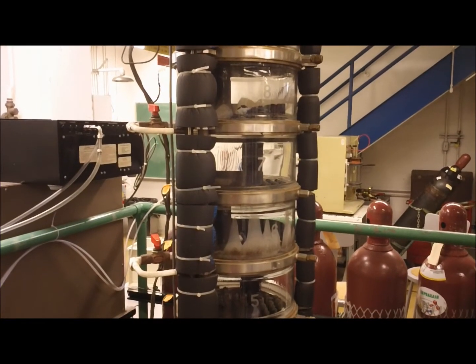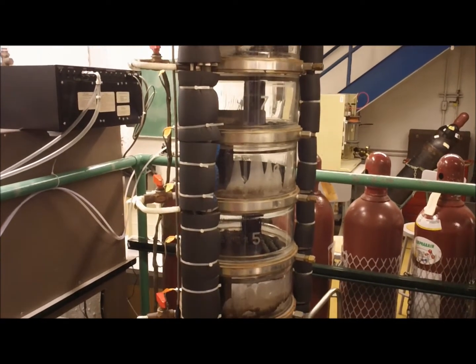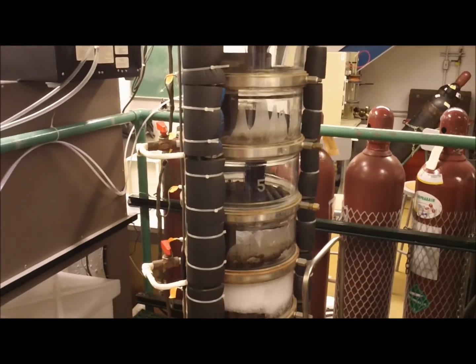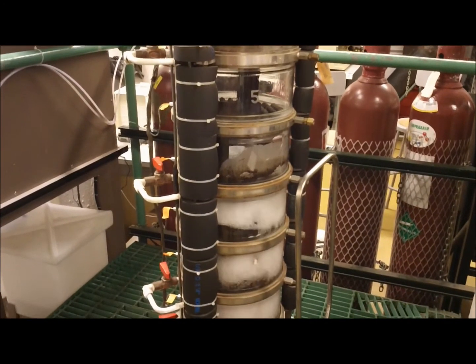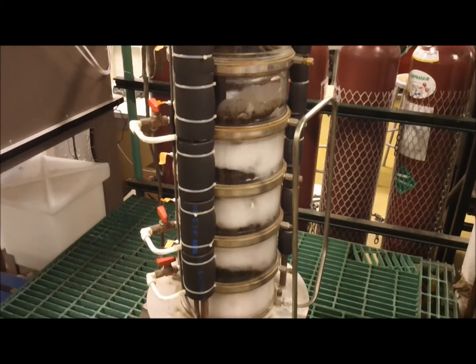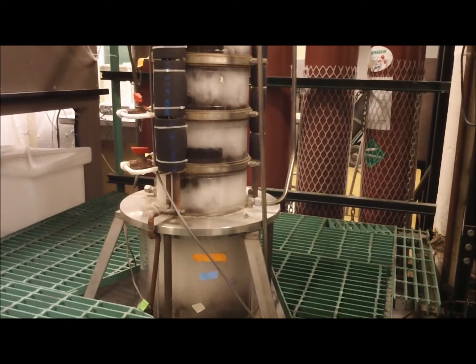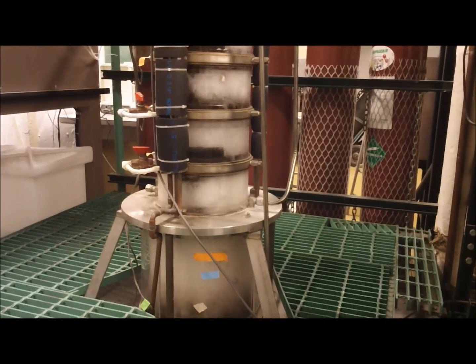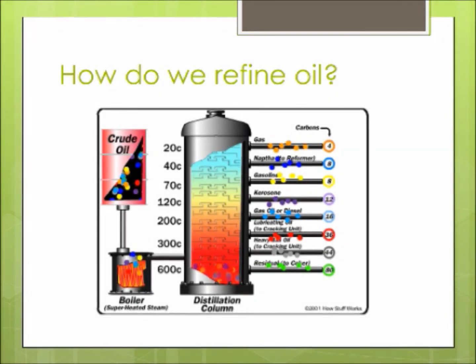So how do we separate all of these molecules? Well, we use something like this, a distillation column. Distillation is a thermal separation process. It is based on the idea that the different components of crude oil have different boiling points.